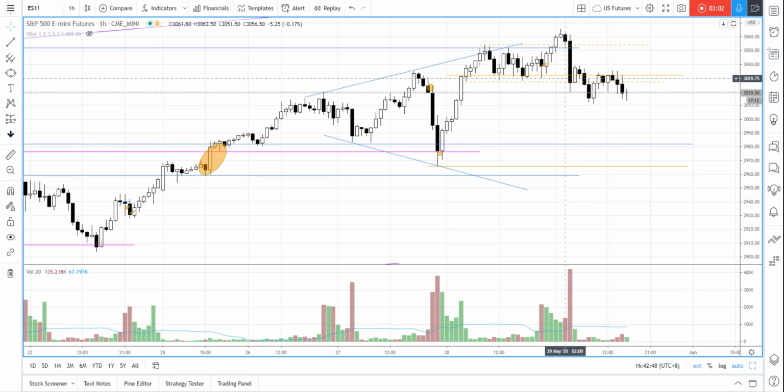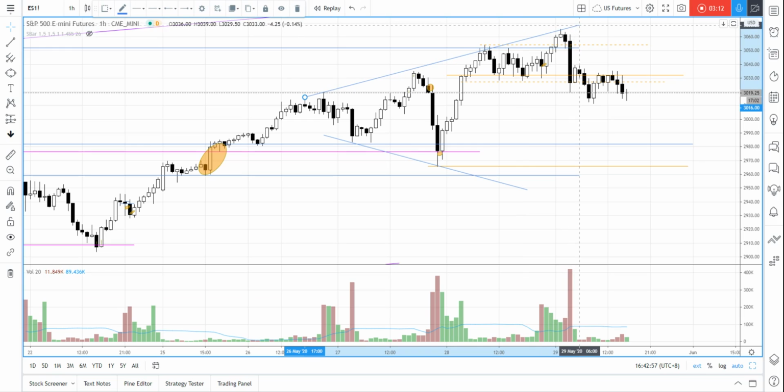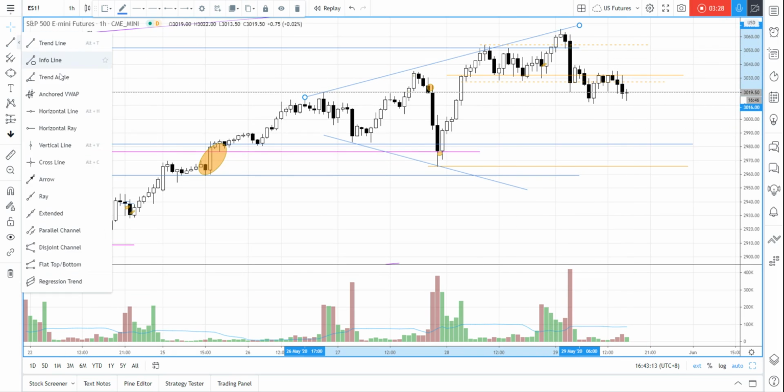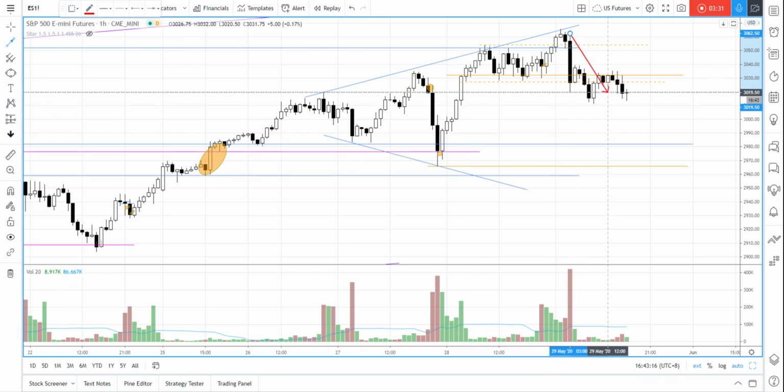If you recall my video yesterday, I talked about the megaphone structure, or some will call it a broadening top. If we extend this line a little bit, it's still in play. So we are still pretty much stuck within this broadening top or megaphone structure. I actually anticipate a pullback in order to resolve this structure, something like this. The pullback has already started in the last hour yesterday.